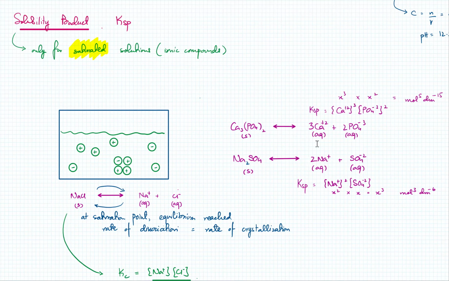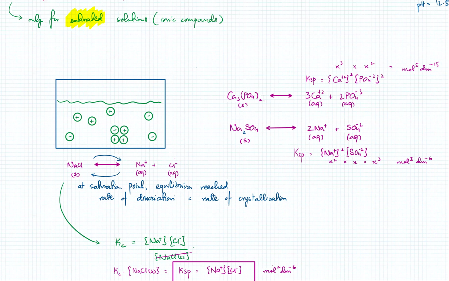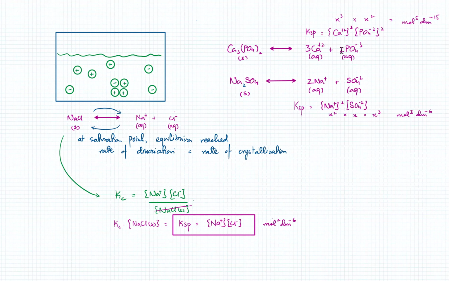So Ksp was the Kc of this reversible reaction. It was product concentration divided by reactant concentration. You don't write the reactant concentration, because it's a solid, so that is taken as a constant. So these were your Ksp expressions. Now you're going to get questions on Ksp.